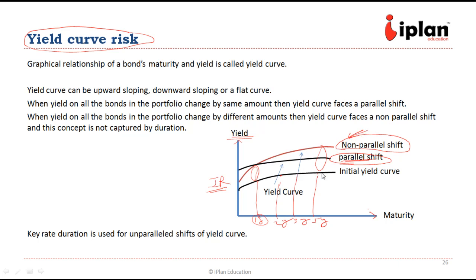So the assumption which we were taking in the case of duration gets violated here in the case of a non-parallel shift. We cannot assume that for all the maturities the interest rate shift is going to be the same. To address this issue, we use key rate duration, which is duration with respect to a particular point, and is used for non-parallel shifts of the yield curve. Now let us move to the next slide.